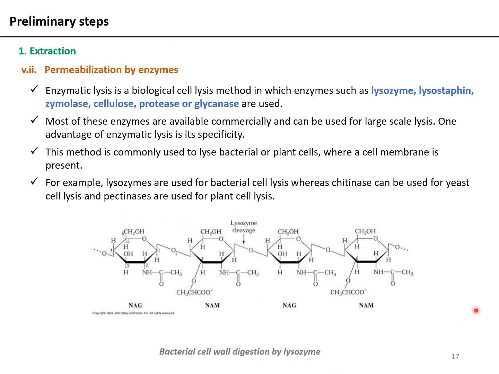The bacterial cell wall is made up of peptidoglycans, which comprise repeating units of NAG and NAM, and the lysozyme comes and cleaves between these NAG and NAM residues, or these NAG and NAM repeating units.